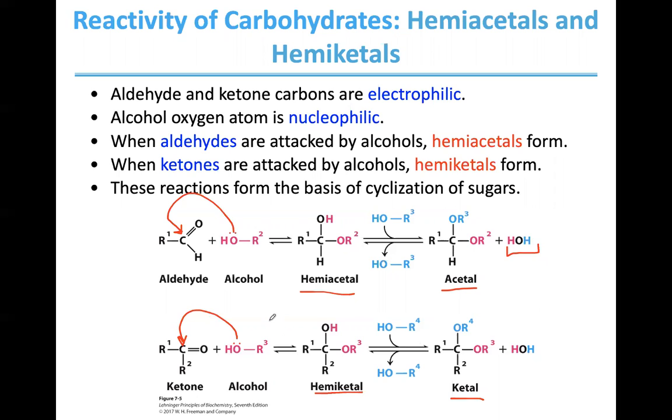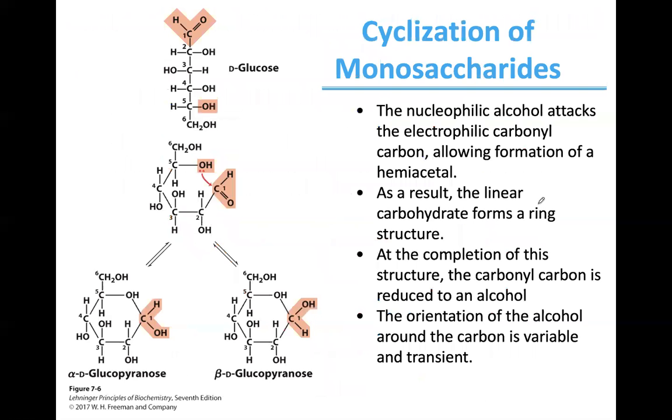So we studied this as one of the main reactions that ketones and aldehydes undergo. For us, what's important, and why we are talking about this in this chapter, is that these reactions form the basis for cyclization of sugars. And as we will find out, sugars exist in a cyclic form. And this chemistry explains that.